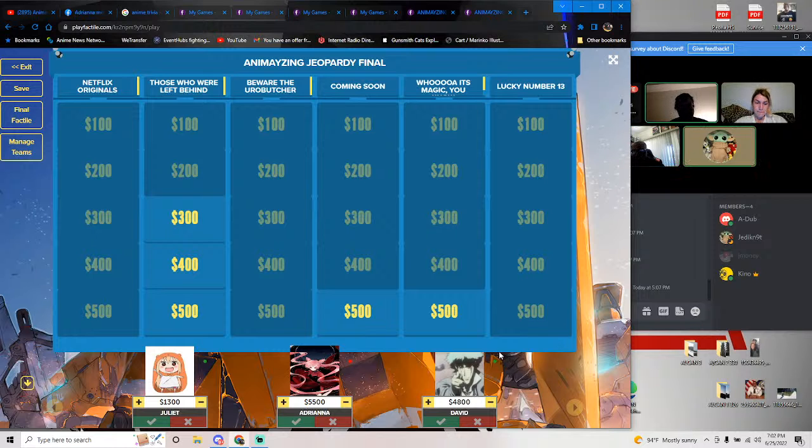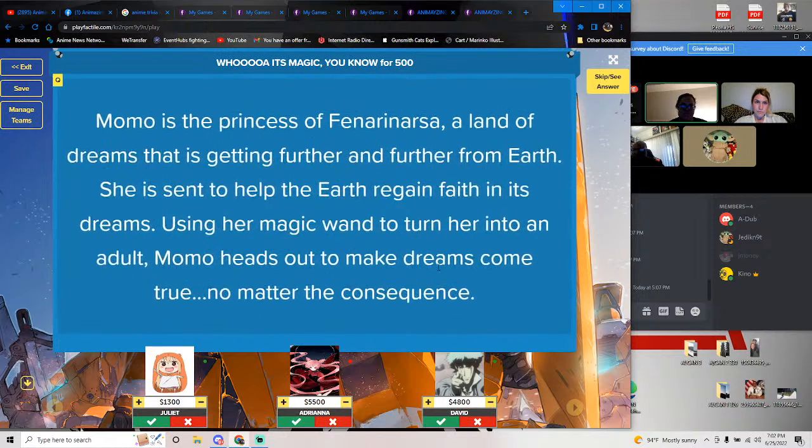Magic for 500. Momo is the princess of Fenarinacia, a land of dreams that is getting further and further from Earth. She is sent to help the Earth regain faith in its dreams. Using her magic wand to turn her into an adult, Momo heads out to make dreams come true, no matter the consequence. This came out in America as another title.